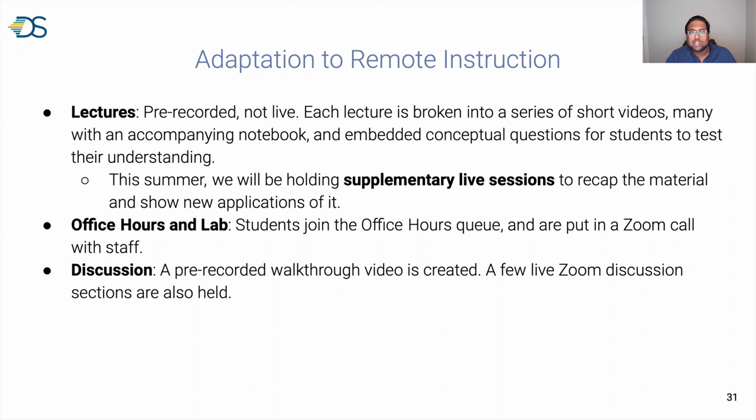In the physical instruction setting, office hours and lab sections for our course already ran pretty similarly. Students would join or come to the room and put their name on some queue, and when it was their turn, someone would come and help them. And so we've decided to merge office hours and lab sections in the remote setting. And so now students will log on to a website, put their name down and what assignment they need help with, and once it's their turn, they're called off the queue and put into a Zoom call with a staff member who will help them with whatever they need help with.